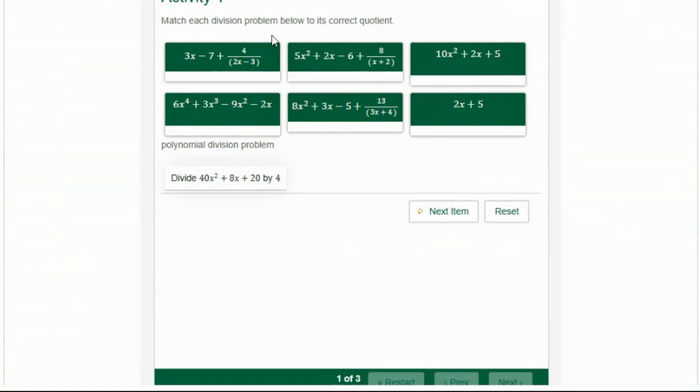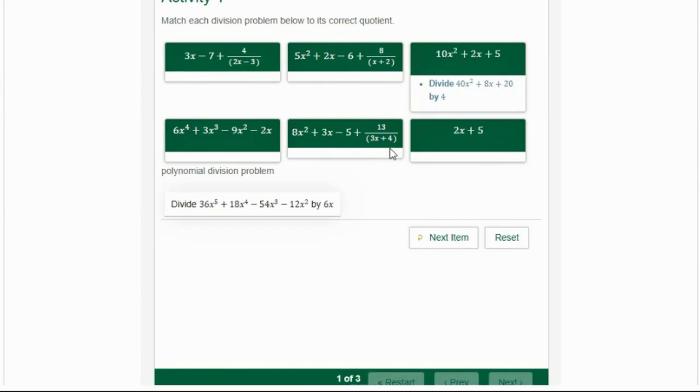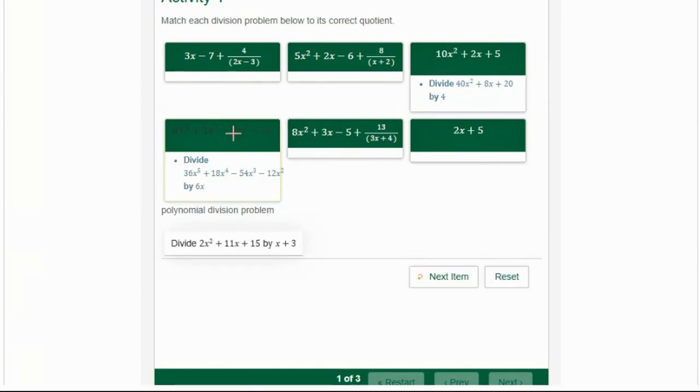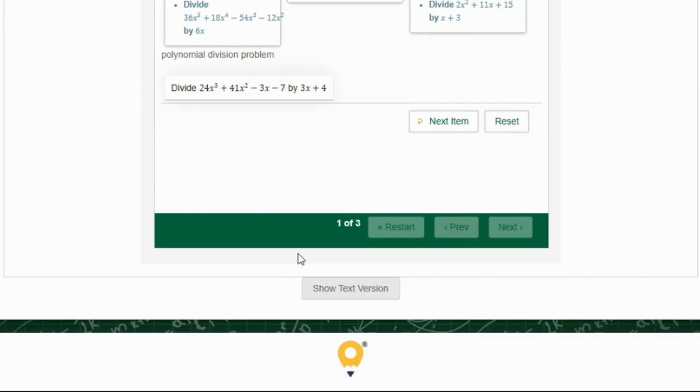Match each problem below to its correct quotient. So here's the 6 answers. If you divide this by 4, which one of those answers would you get? Well, you'd get that one. Divide by 6x. That's got to be that one. I want to get one we could put in our notes here. Well, that's got to be that one. That's a pretty good one. Let's do this one, just to have another problem in our notes.